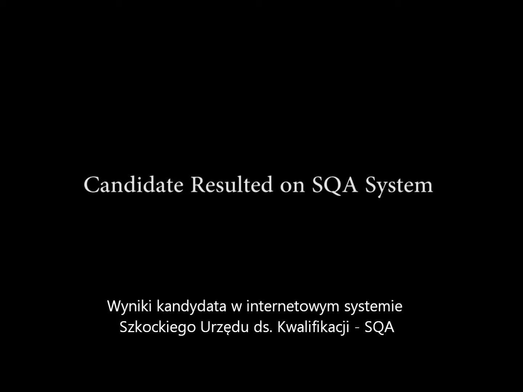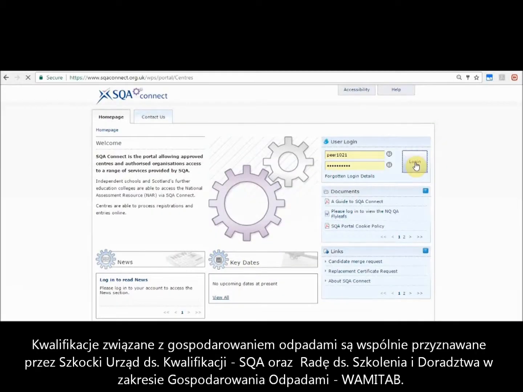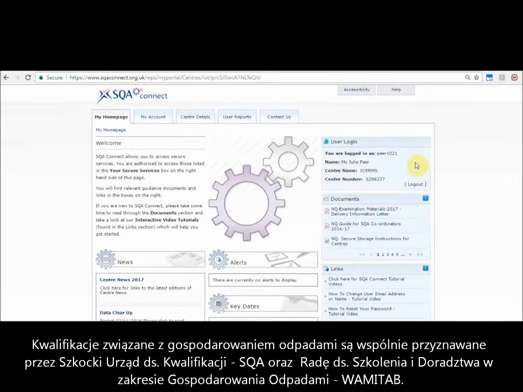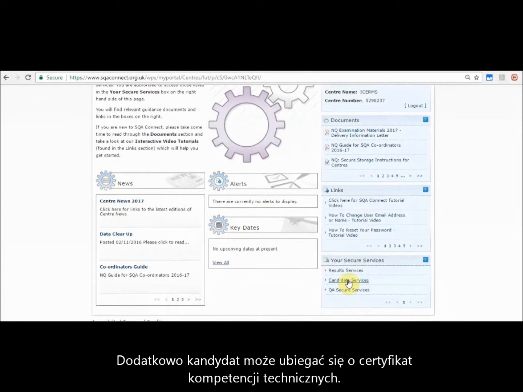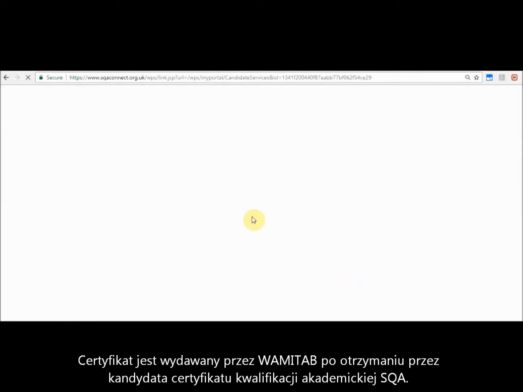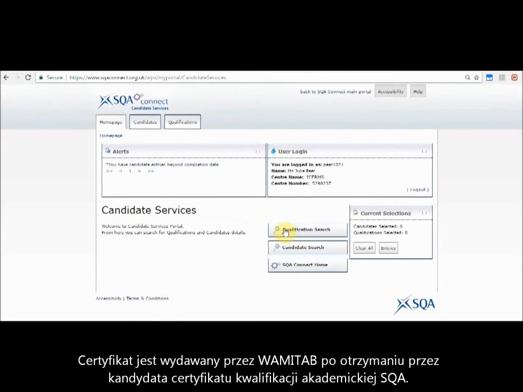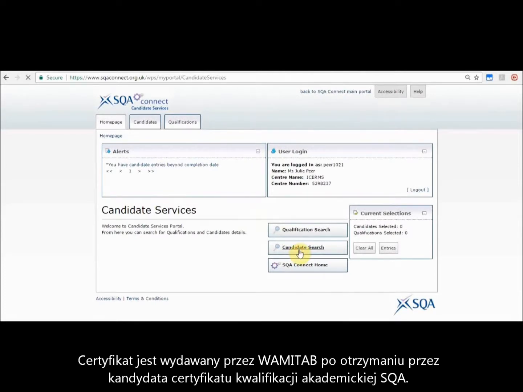Waste management qualifications in Scotland are jointly awarded by both the SQA and WAMITAB. In addition, with the vocational qualifications, the candidate can request an industry certificate of competence from WAMITAB. This is only issued by WAMITAB when the candidate has received his formal qualification from the SQA.